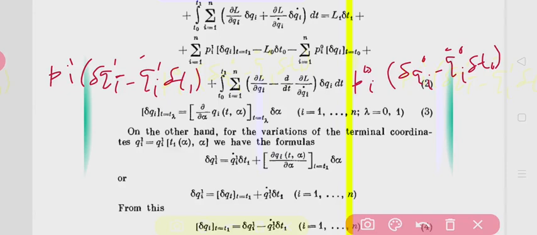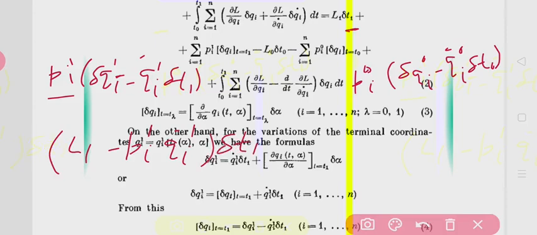So now you can check that over here, if you collect the terms with delta t1, delta t1 is present over here, so that will be given by L1, and over here p_i1 into q_i1 dot, so minus of p_i1 into q_i1 naught, okay, into delta t1.